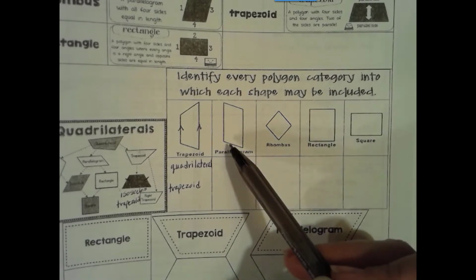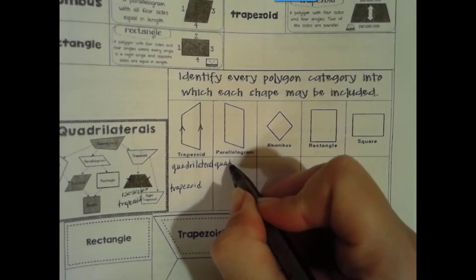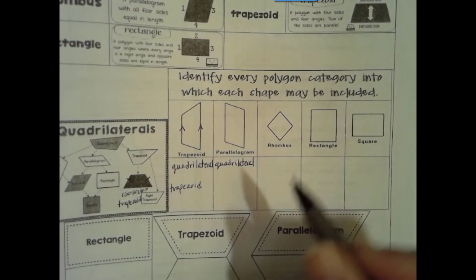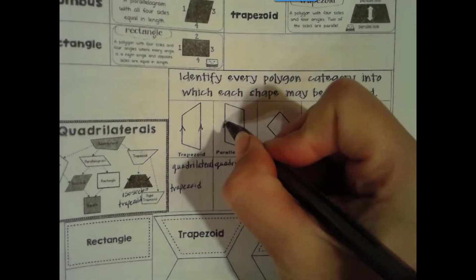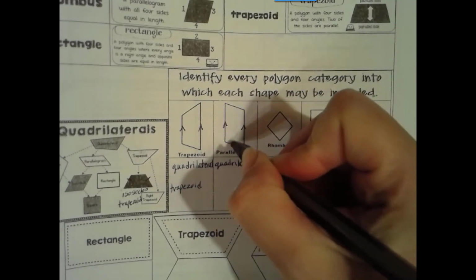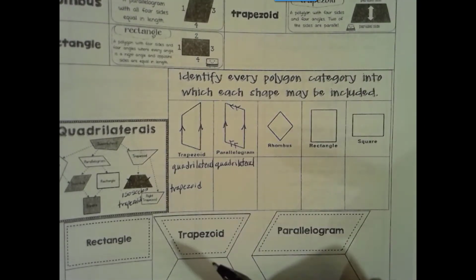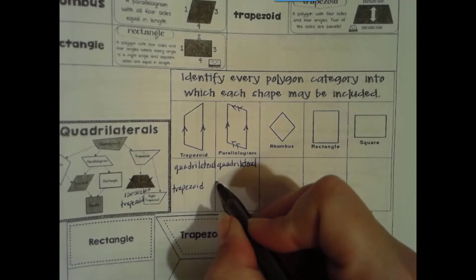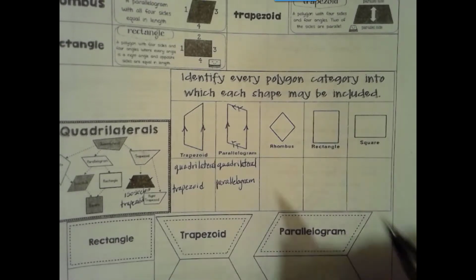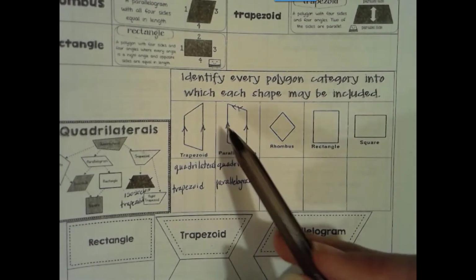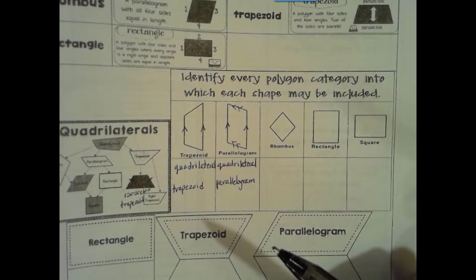Okay, parallelogram. Well, a parallelogram has 1, 2, 3, 4 sides, so it is a quadrilateral, because quad means 4, lateral means sides. And then these two sides are parallel, and these two sides are parallel. So we have 2 pairs of opposite sides being parallel. It's a parallelogram. We do not have 4 congruent sides, and we do not have right angles, so that's the most specific category.